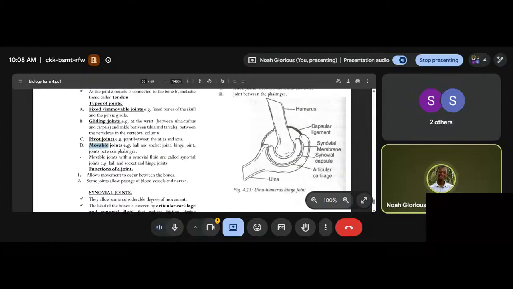Two functions of a joint. Maybe before we check on something, you can read for us the two functions.